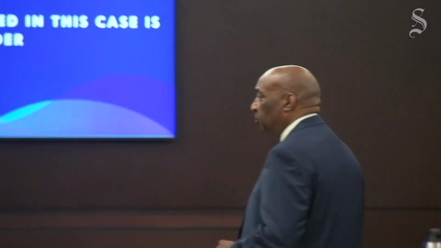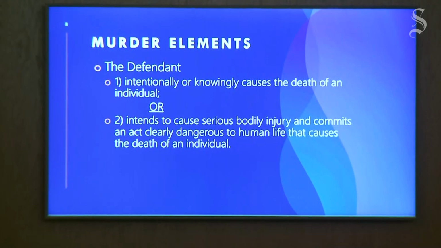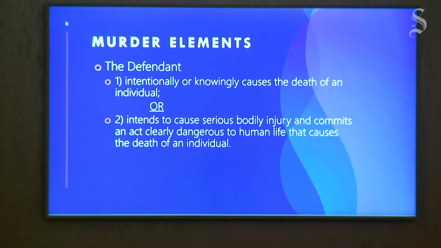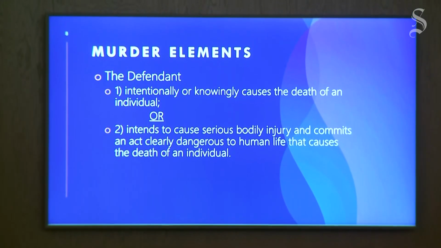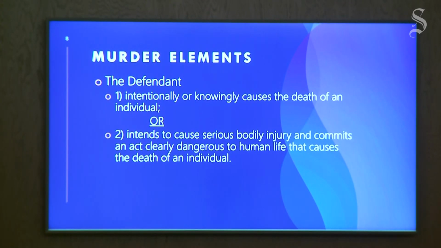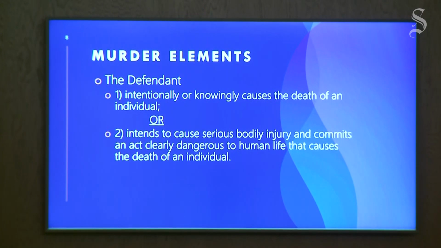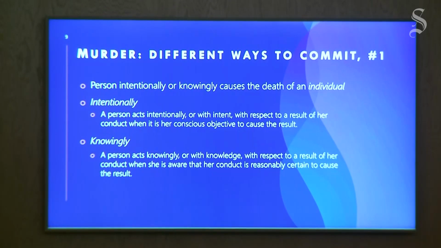Now, the offense charged in this case is murder. We're going to go over this really quick because it's in your charge. Murder. These are the elements that we have to prove to you. That the defendant intentionally or knowingly caused the death of an individual, or intends to cause serious bodily injury and commits an act clearly dangerous to human life that causes the death of an individual. Two ways to commit it.